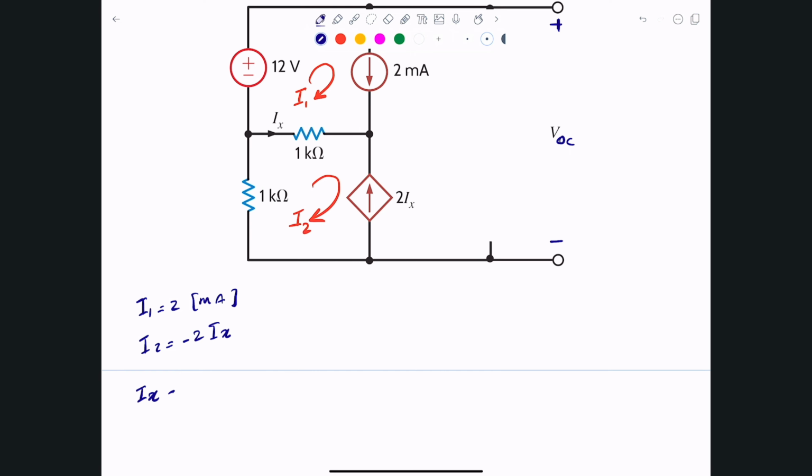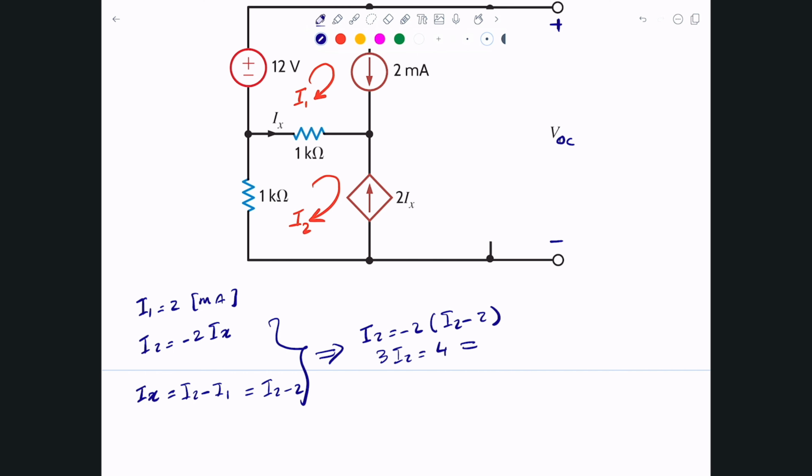That's the constraint equation. It's just simply I2 minus I1, which is I2 minus 2. Then we can combine these two together in here. That becomes I2 equals negative 2 times I2 minus 2. All right, we'll do a little bit of algebra, and that will give me 3I2 equals 4, which means that I2 is simply 4 divided by 3 milliamp.